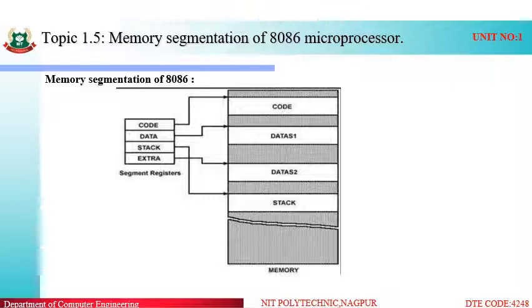Now the code segment will contain the code part. Whatever code we write will be present in the code segment. The data segment will contain the data part. Whatever data is present inside our code will be present in the data memory. The stack segment will store stack related operations. If in a program there are push and pop operations, then those operations will be stored in stack memory. And the extra segment is used to store additional information provided inside the program.